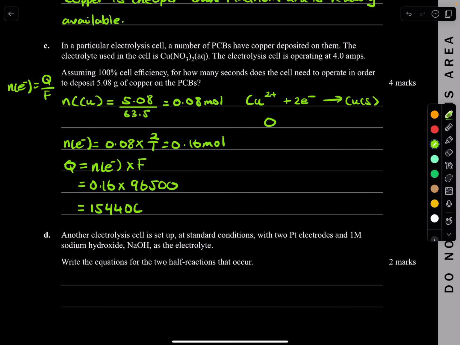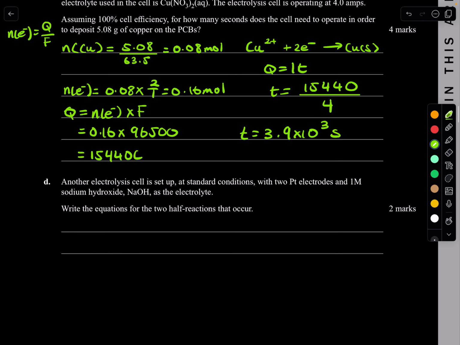Now I have this. I know that Q is equal to I times t, so I can calculate the time. Time is your Q, which is what we have right now, 15440, divided by the current, which we know is 4 amps. How many significant figures do we want? The lowest is 2, so 3.9 times 10 to the power of 3 seconds. Done. Beautiful. D.